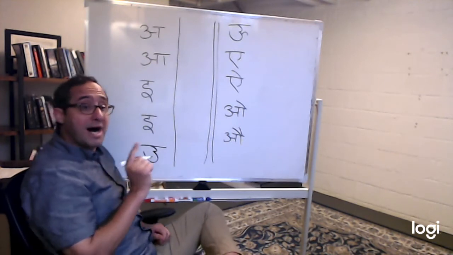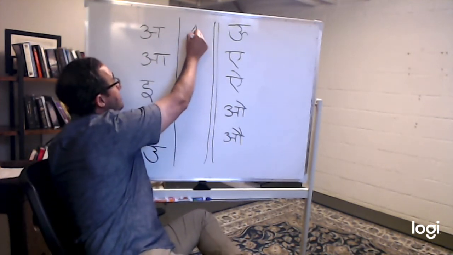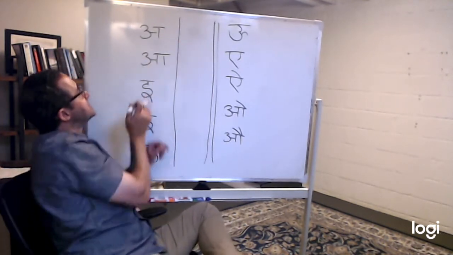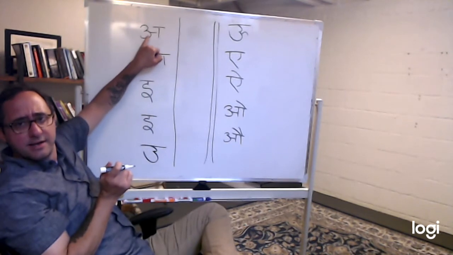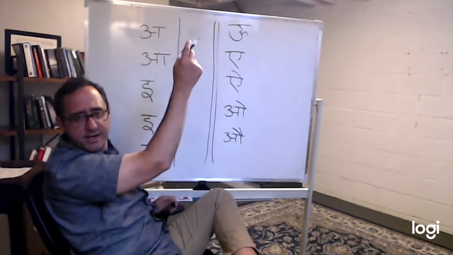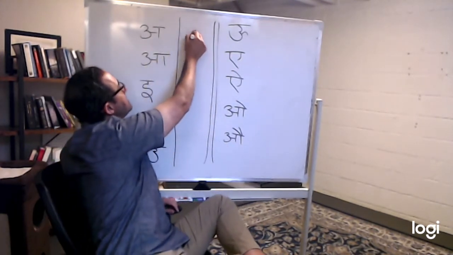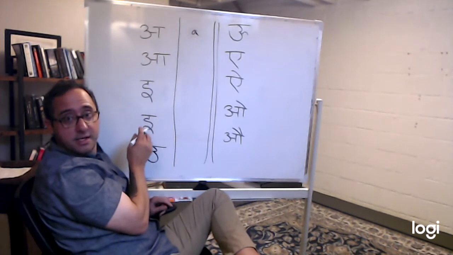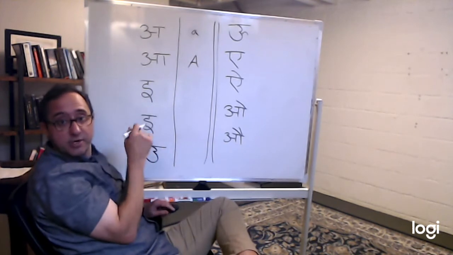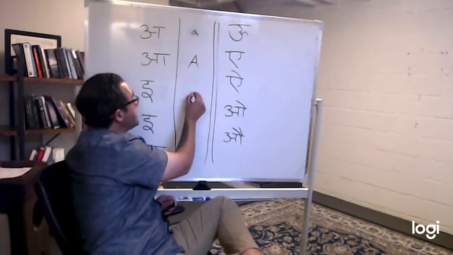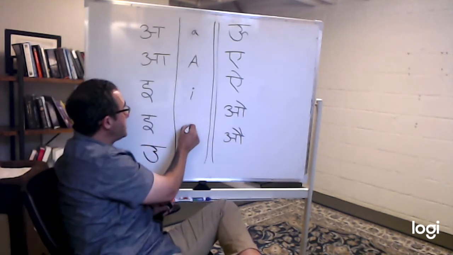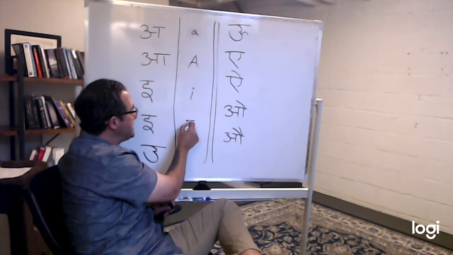When I write ah in Roman, I'm going to use a capital A. Notice there's one line, almost like a 3, a dash, and then our upper line starts. This I'm going to write with a lowercase a. This is ah, which I'm going to write with an uppercase A. This is i. I'm going to use a lowercase i like that. This is ee. I'm going to use an i with this dash over it.